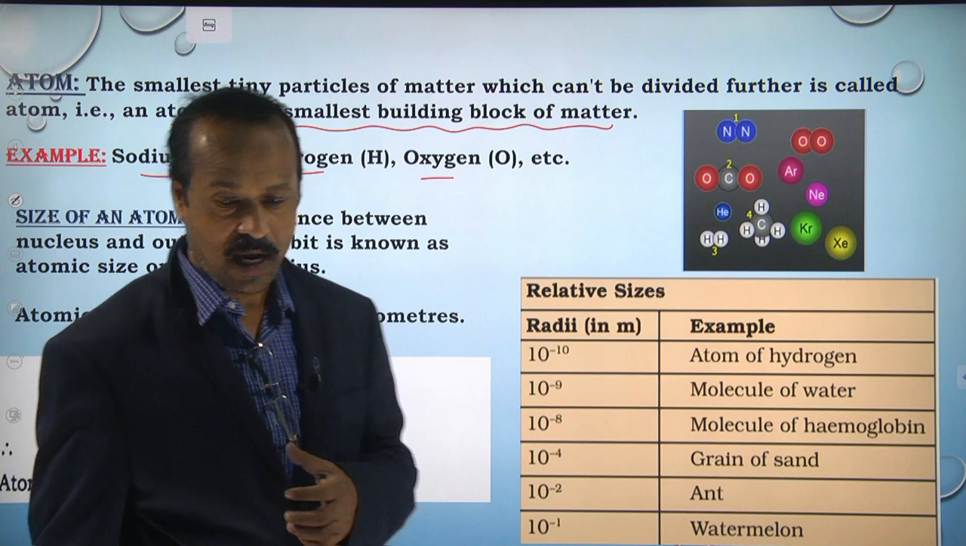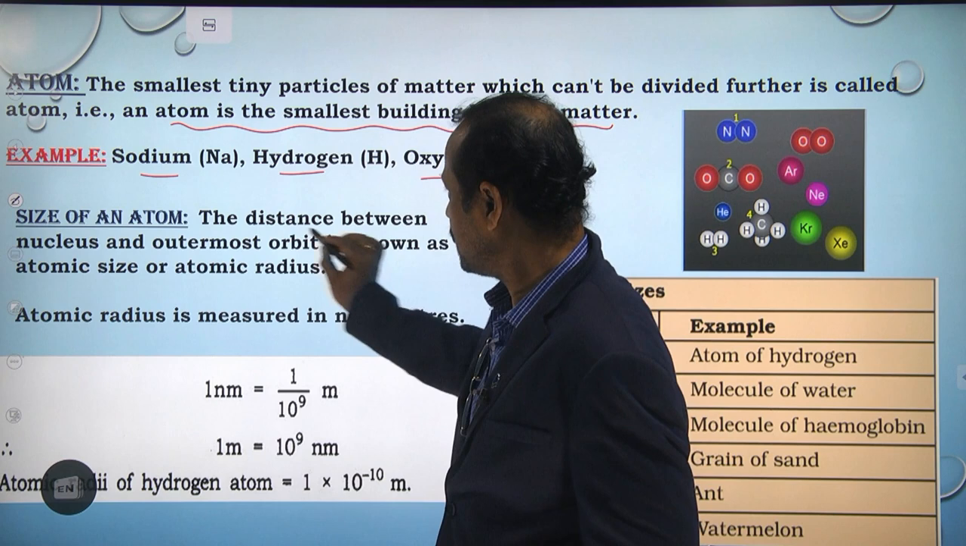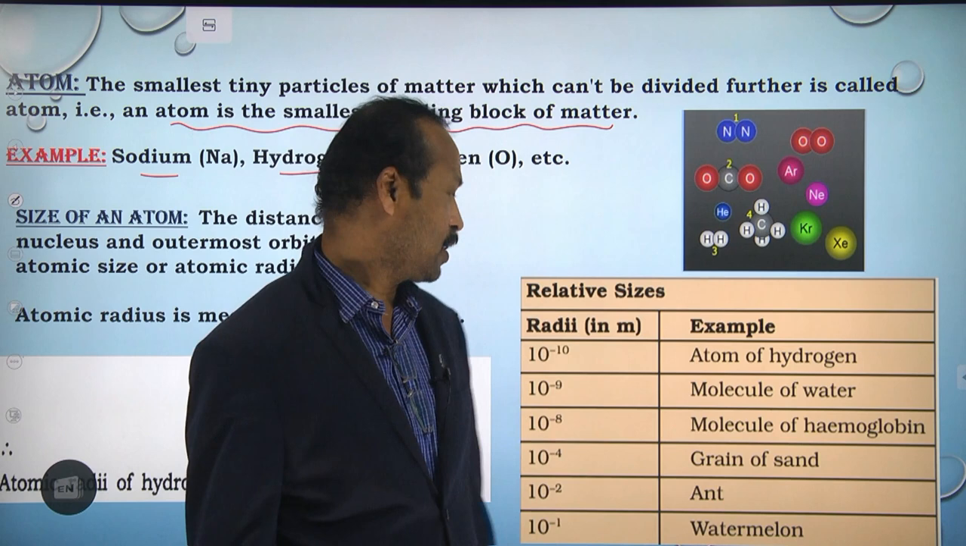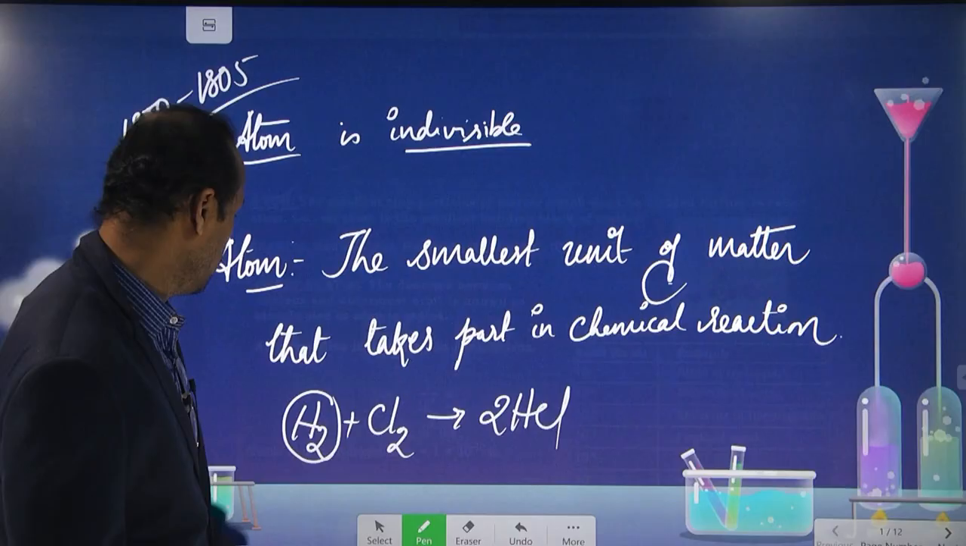Now what is the size of an atom? The size of an atom is the distance between the nucleus and the outermost orbit, known as the atomic size or atomic radius. What does that mean?